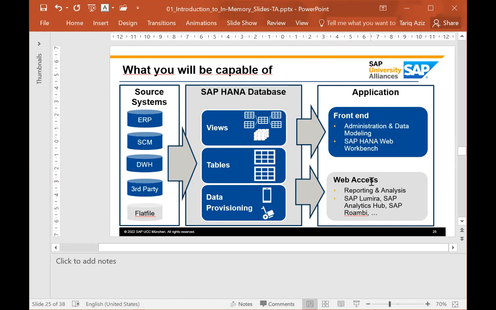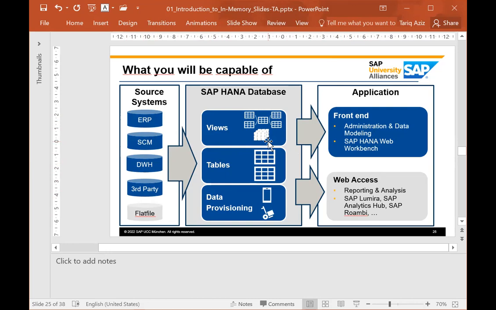HANA is capable of getting data from any source, whether it's ERP or supply chain or data warehousing or third party or Excel or flat file or any data file. It goes through the data provisioning, it goes to the table, and then we have created the views, and that can go to the application, or you can display it web-based.